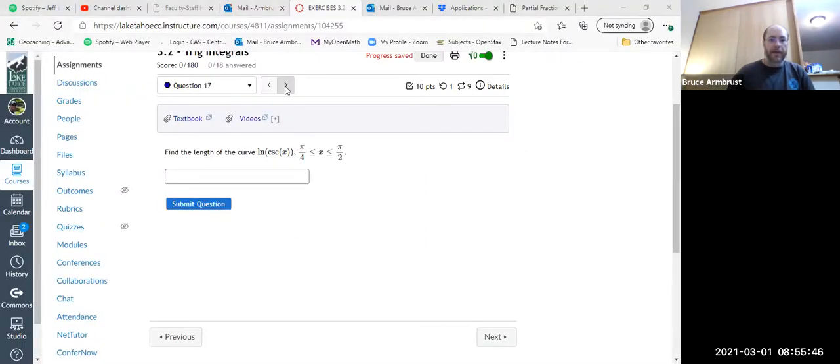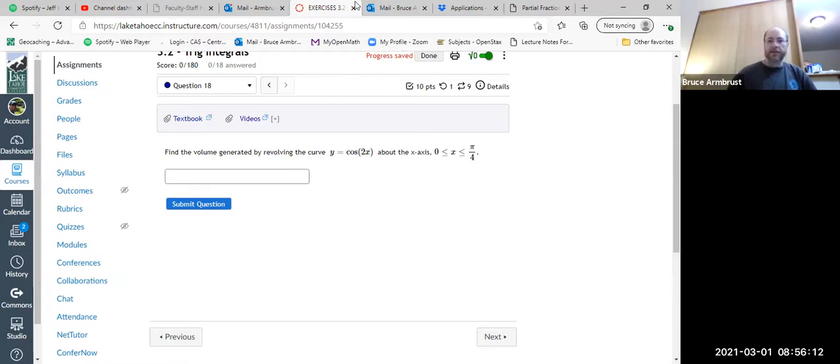Okay, so let's go look at the last one here, number 18. This is another one we'll go ahead and get set up. Find the volume generated by revolving the curve y equals cosine of 2x about the x-axis from 0 to pi over 4. All right, so this is going to be kind of similar to that other one that came from the u-sub.